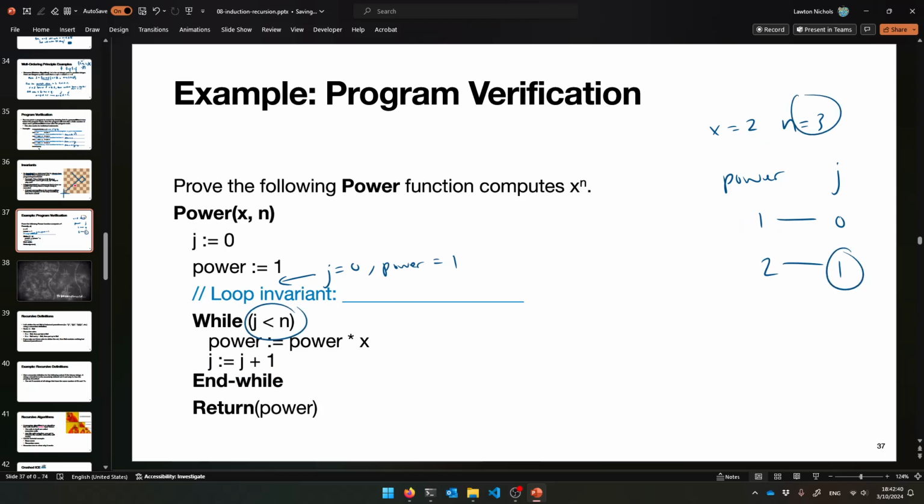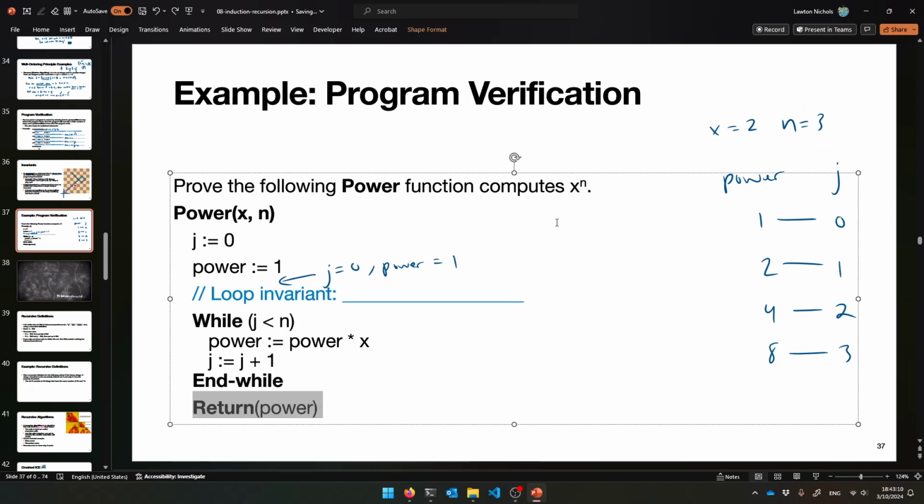See that? So let's legitimately run it. We're going to multiply by x again, so this is now 4. j becomes 2, another iteration of the body. 2 is still smaller than 3, so I'm going to multiply power by x one more time. So now it's 8, and j gets incremented one more time to 3. Then we go back to this condition, check it, and we're finally done. It's equal now, so it's not strictly smaller. So that's perfect. And so we're done, we return the power.